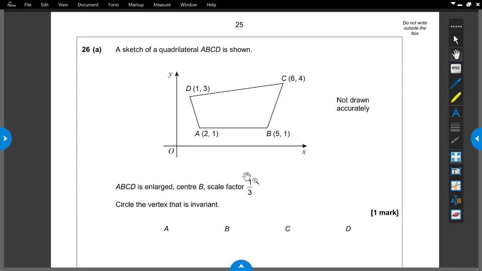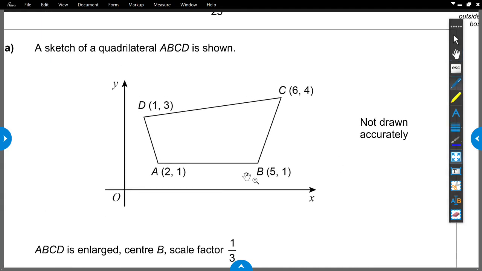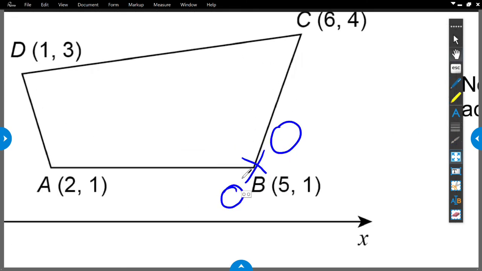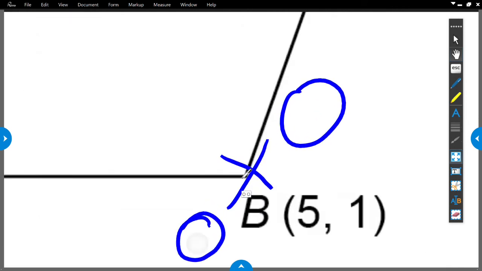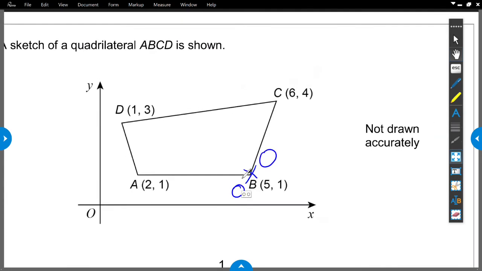If in doubt of how scaling works, think about how you use a touchscreen. So if I was to scale from this point, and I was to put my finger here and put my finger here, and I was to scale away from that point, then we can see that B isn't moving. The rest of the points are going off the screen. So it must be B, which is invariant.